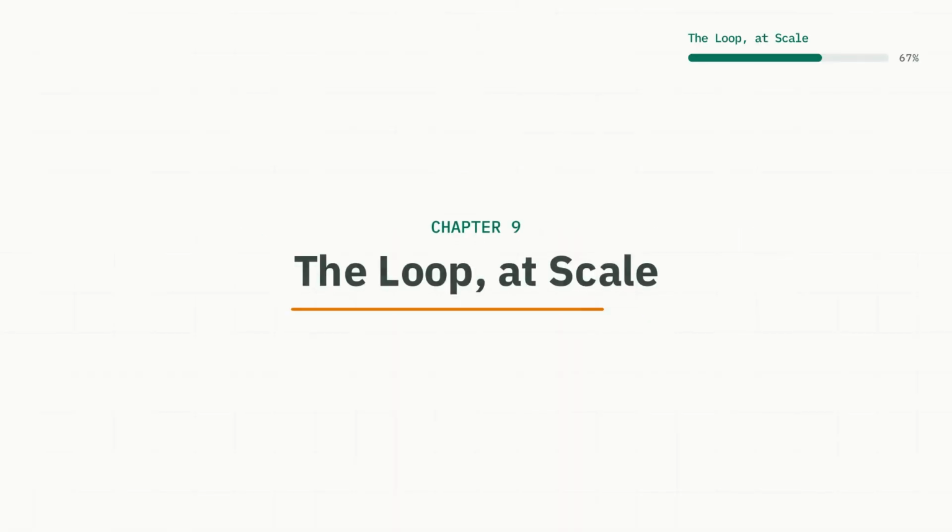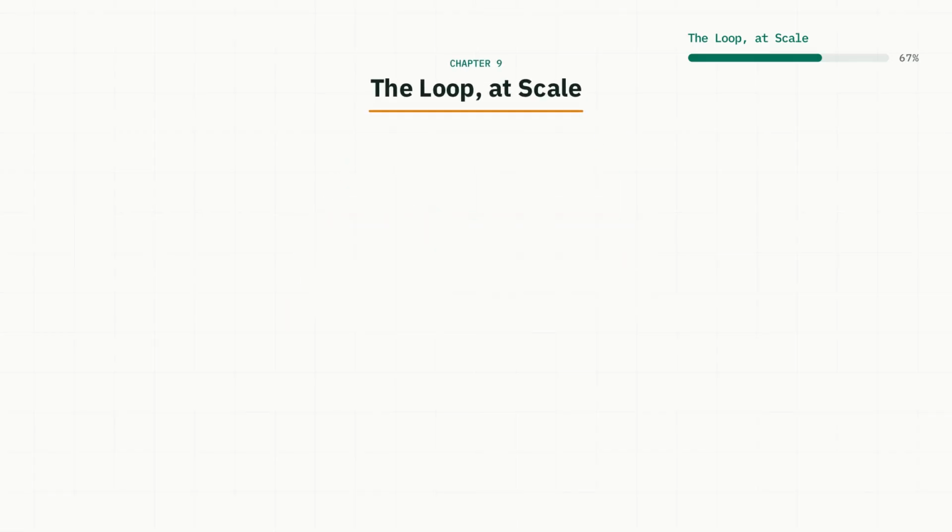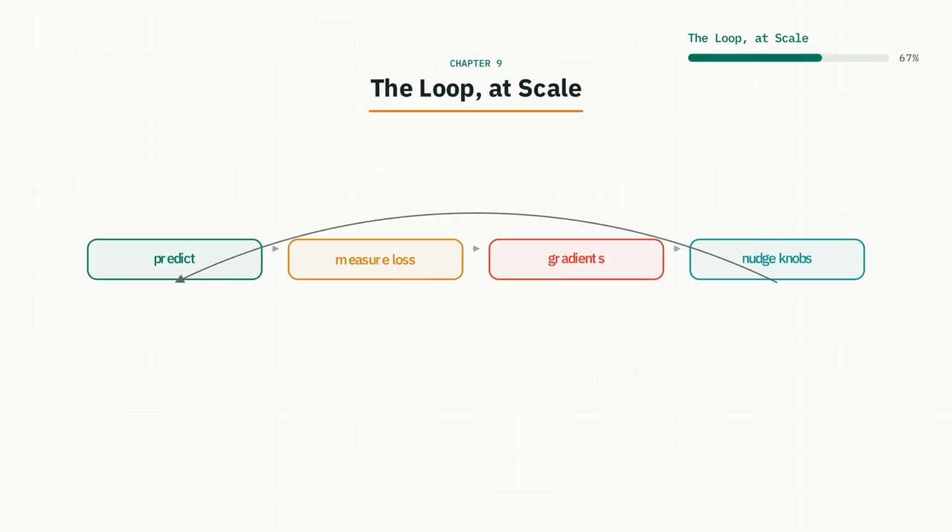Chapter 9, The Loop at Scale. We now have the complete recipe for a single step of learning. Take some text, predict the next tokens. Measure the loss, the surprise, compute the gradients, nudge the billions of knobs slightly downhill. That's one step. Pre-training is just this exact step, repeated, until the model is astonishingly good, but the numbers involved are what make it almost incomprehensible.